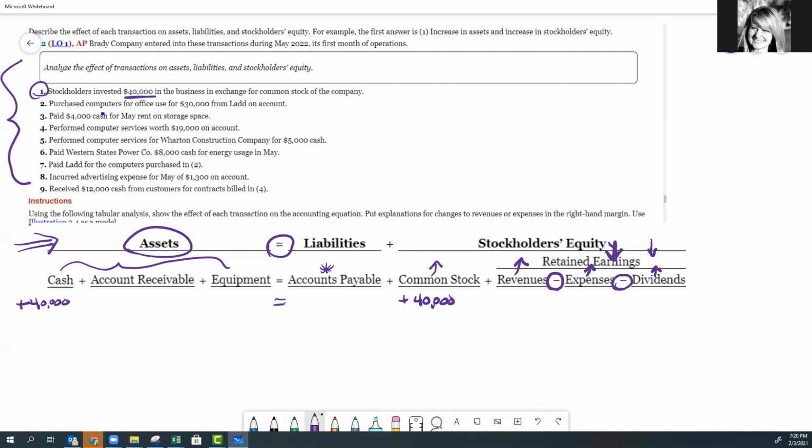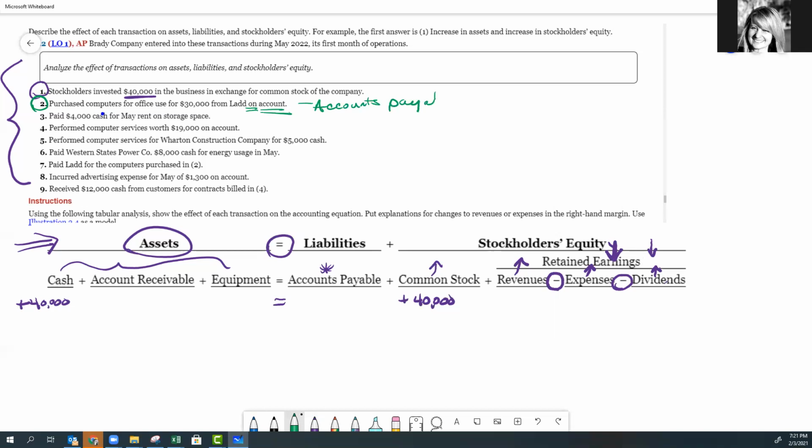Okay, so let's take our second transaction. Let's make that one in green. Our second transaction: we purchased computers for the office for $30,000 from LAD, that's a company name, on account. Remember, whenever we see the words on account, that means that we did not pay for something. If we purchase something on account, that means that we got the goods or the services, but we didn't pay for them. So we owe them, and we call that liability accounts payable.